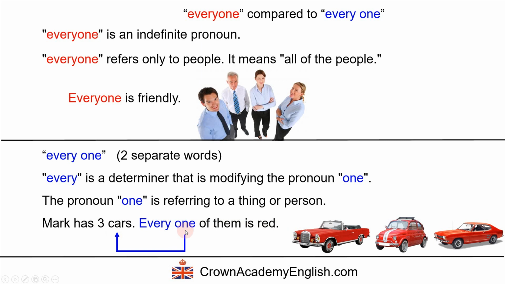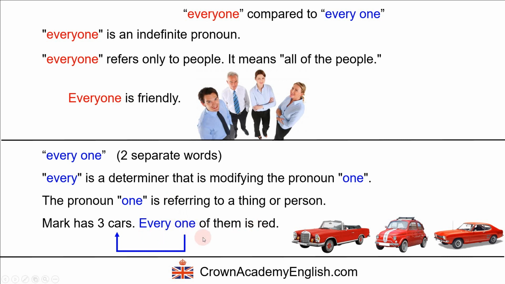So this is the pronoun one, and it is referring to an object, a thing, the cars. We're saying every one of the cars is red. Is, so it's singular as well. Every one of them is red, because we're talking about each individual one of them. It's quite a subtle difference. It's two words. It's exactly the same pronunciation, but the meaning is very, very different. So be careful with this.